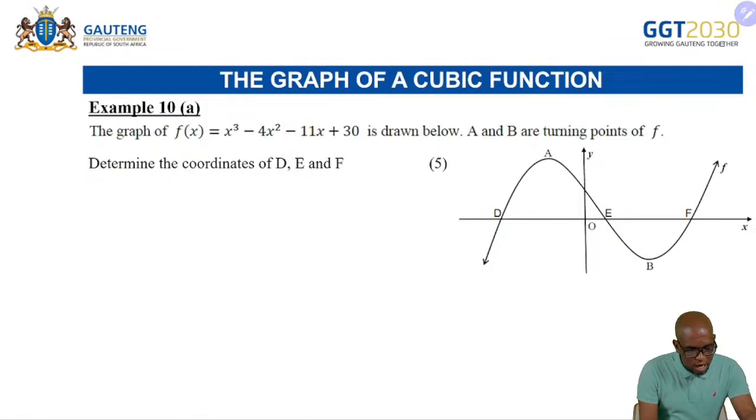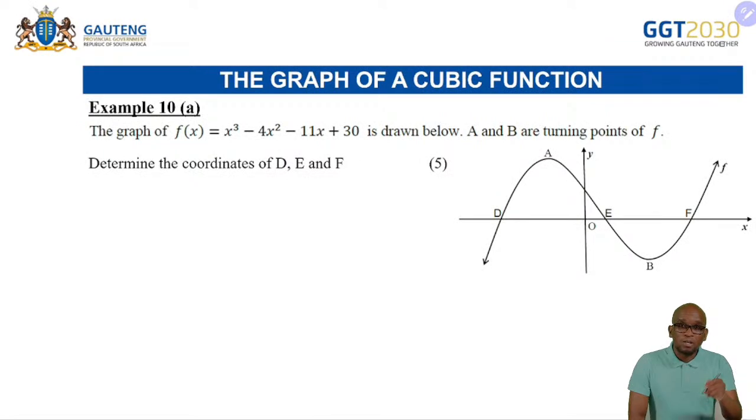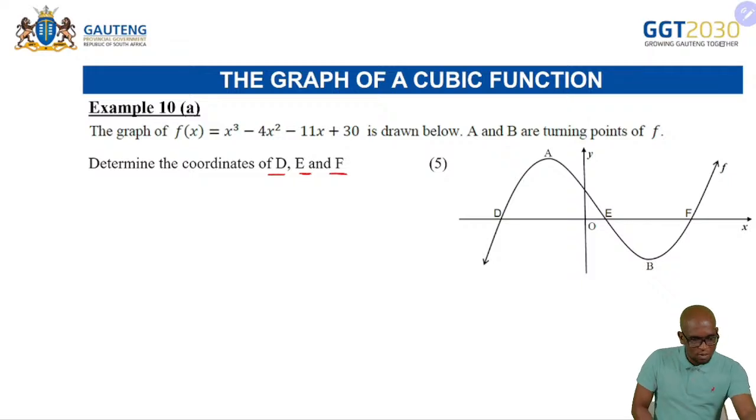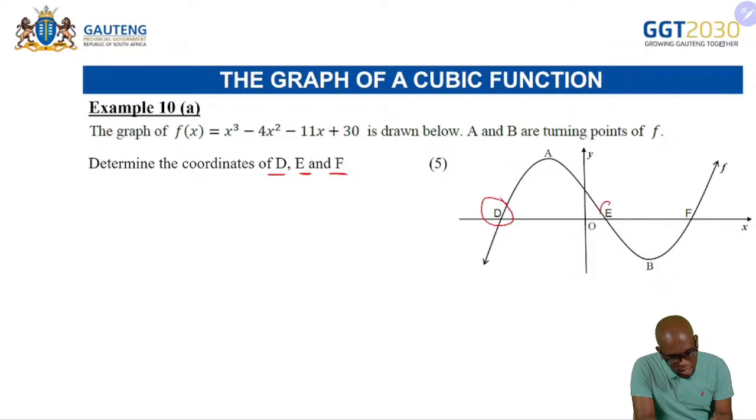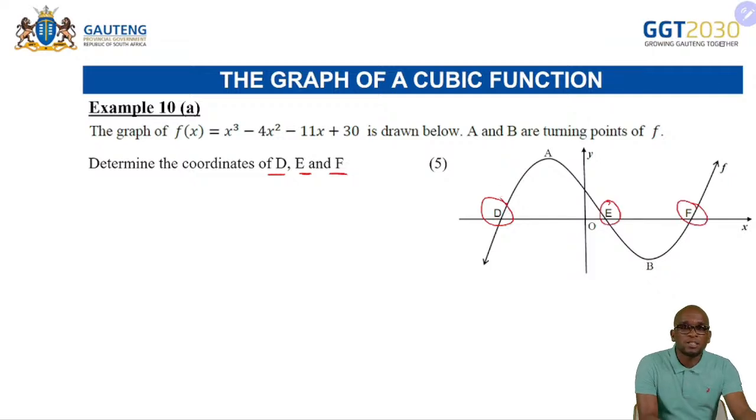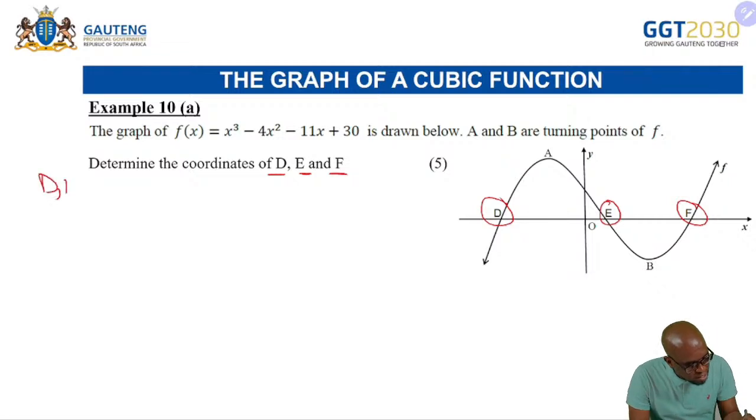We move on here. We get the graph of a cubic function. This graph is drawn, and we want to find the coordinates of D, E, and F from that particular graph. The graph is already drawn for us. If you check D, E, and F, these are x-intercepts of the graph. So we need to find the x-intercept. So D, E, and F are x-intercepts.